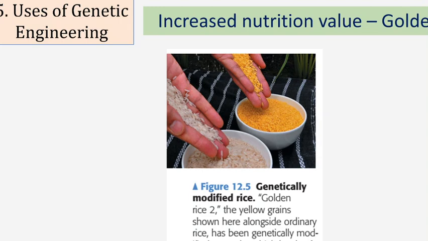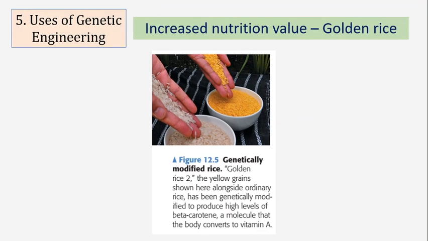So what to do for these people? Some scientists came up with an idea that if we can incorporate a gene for synthesizing vitamin A inside the rice, then people will get their nutrition demand of vitamin A by simply eating the rice alone. From this idea they have developed this genetically modified golden rice that produces a high amount of vitamin A.